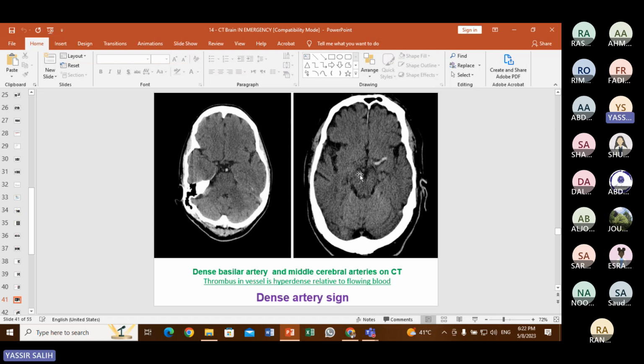This sign, what did we say it was called? It is very important, this sign: the dense artery sign. Which artery is involved by this sign? What is this artery? What is the name of this artery?